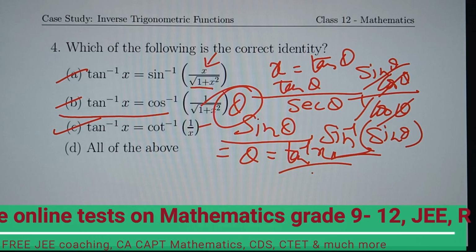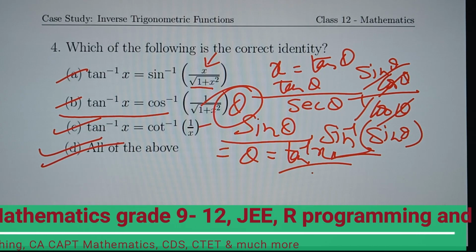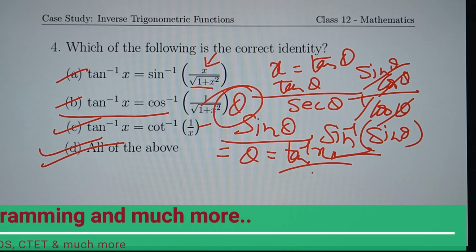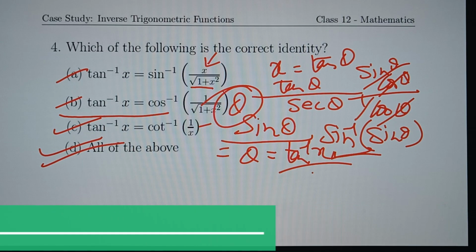In this manner we can say what? All of the above identities are correct. I hope this concept is clear. That question was very good. Now let's move towards question number 5.